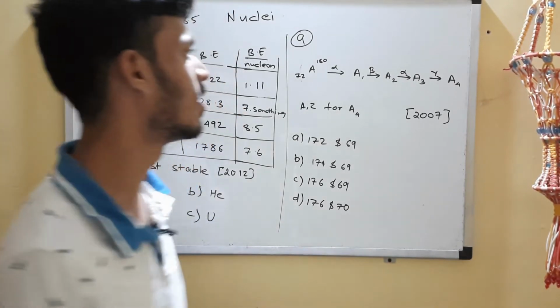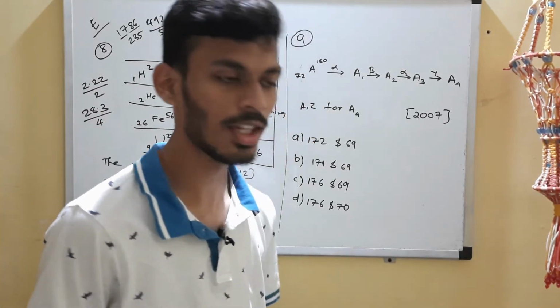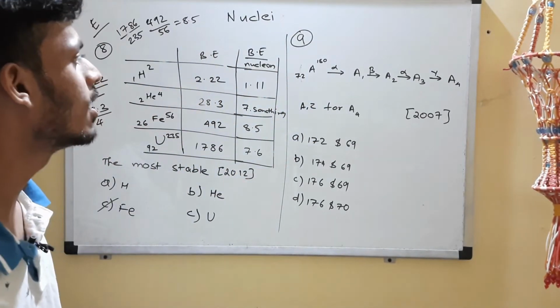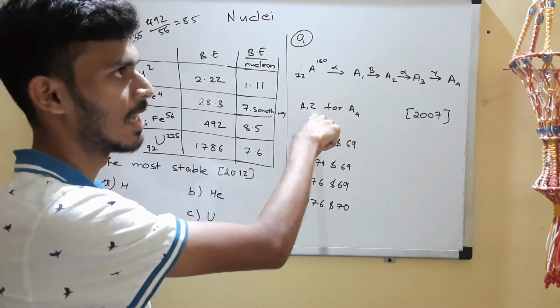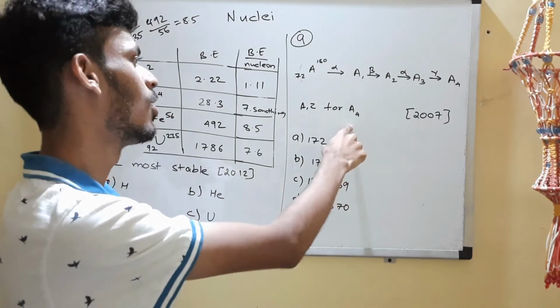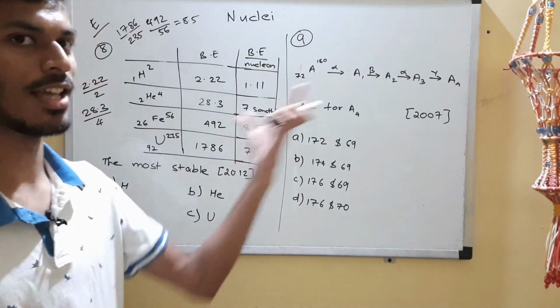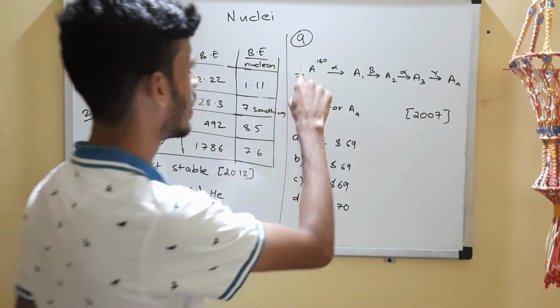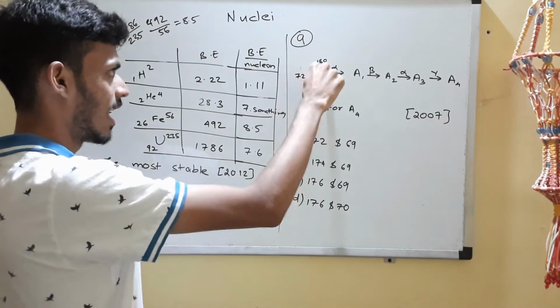Okay, let's come to question number 9. Finally, a question from your alpha, beta, gamma decay. Here you are supposed to tell the atomic mass number and atomic number for your A4. These are some radioactive reactions happening over there. So this is the initial value of A and Z. This is Z and this is A.